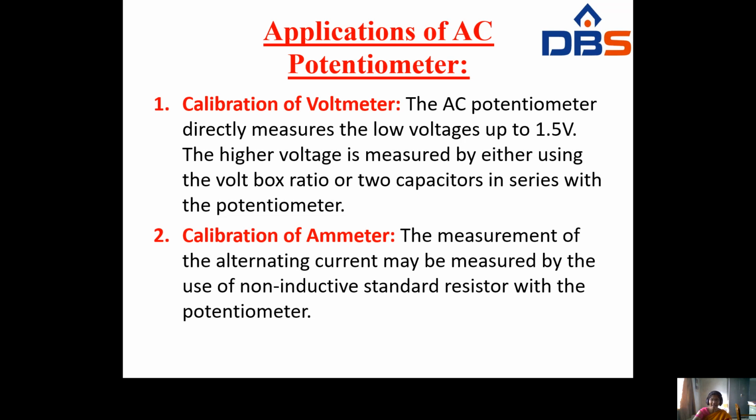So next one is calibration of ammeter. See here, the measurement of alternating current may be done by using a non-inductive standard resistor with the potentiometer. Whenever you connect the non-inductive standard resistance with the potentiometer, at that time you can find out the alternating current value.